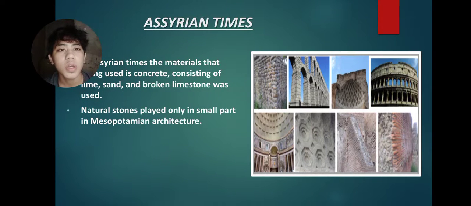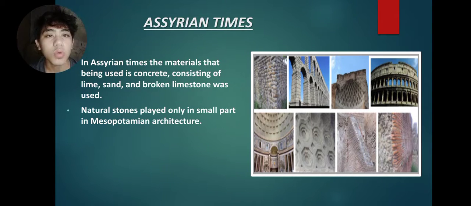Assyrian times. In Assyrian times, the material being used was concrete, consisting of lime, sand, and broken limestone. Natural stone played only a small part in Mesopotamian architecture. So, in Assyrian times, ilang building is used by concrete consisting of lime, sand, and broken limestone. And also, natural stone played only a small part in Mesopotamian architecture.